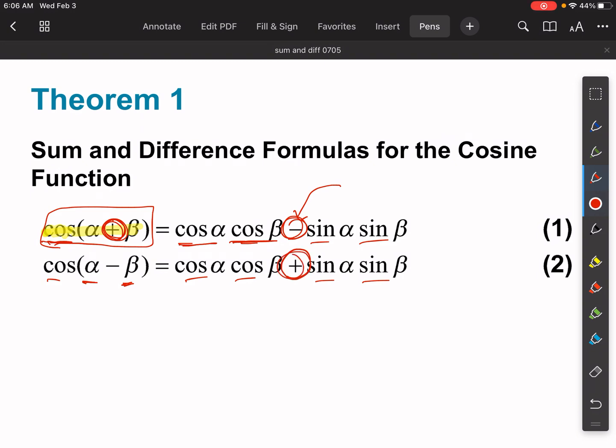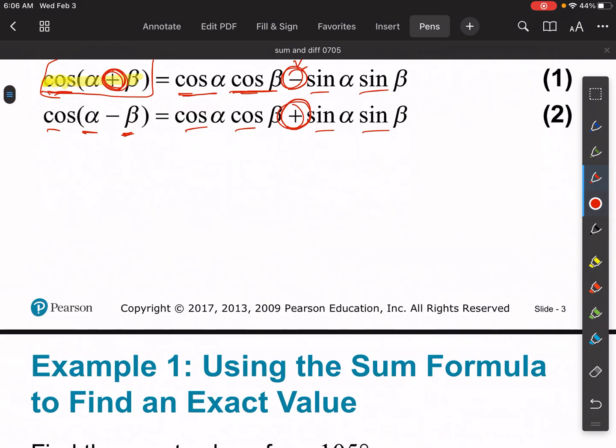Okay, and again, there are extensive proofs of why we do this available out there that I encourage you to check out if you're curious. But otherwise, just memorize this thing. Okay, so cosine, cosine, sine, sine with the opposite sign.